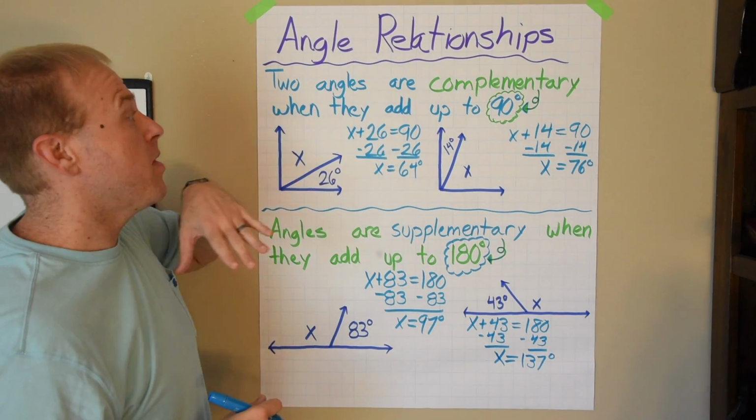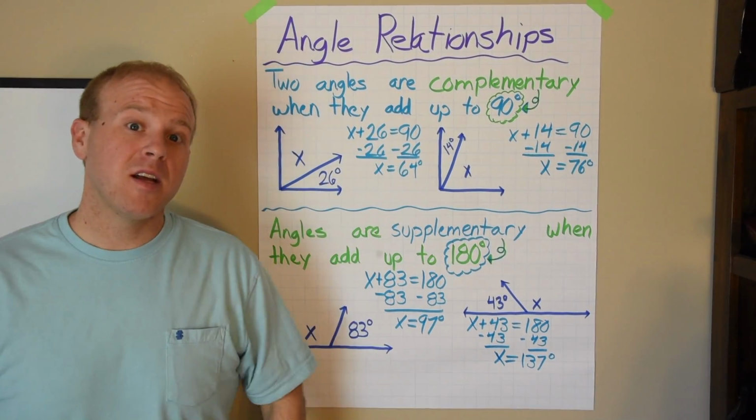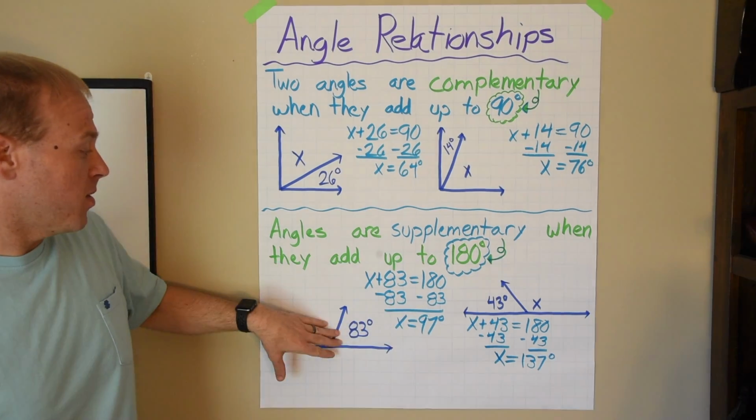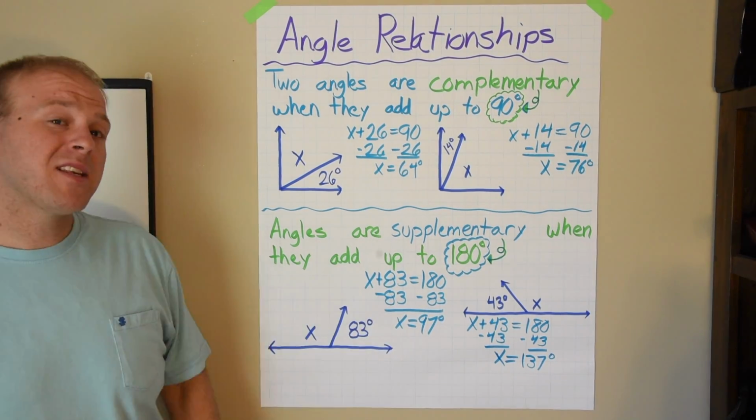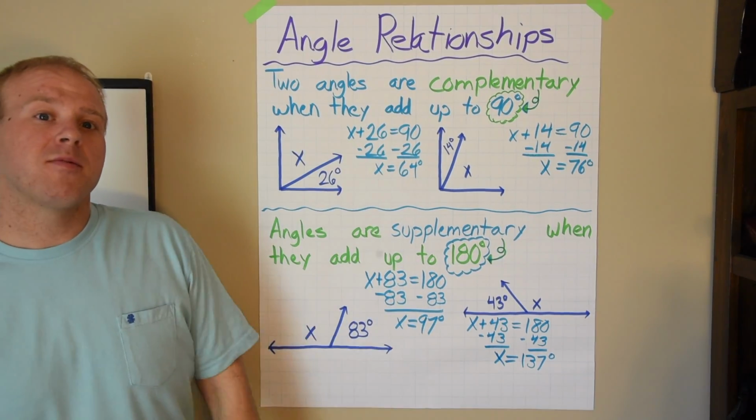So complementary is 90, supplementary is 180. You guys are going to practice some later. We're going to put some equations in here, even more than this. But don't worry about that now. You guys got this. Complementary is 90, supplementary is 180.